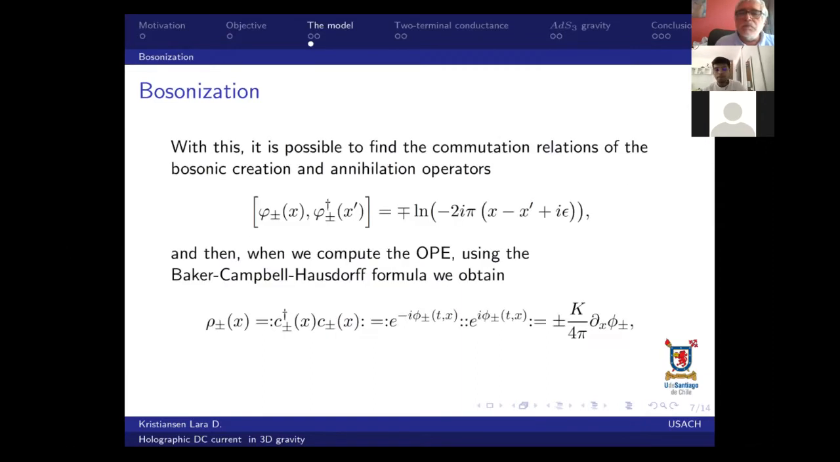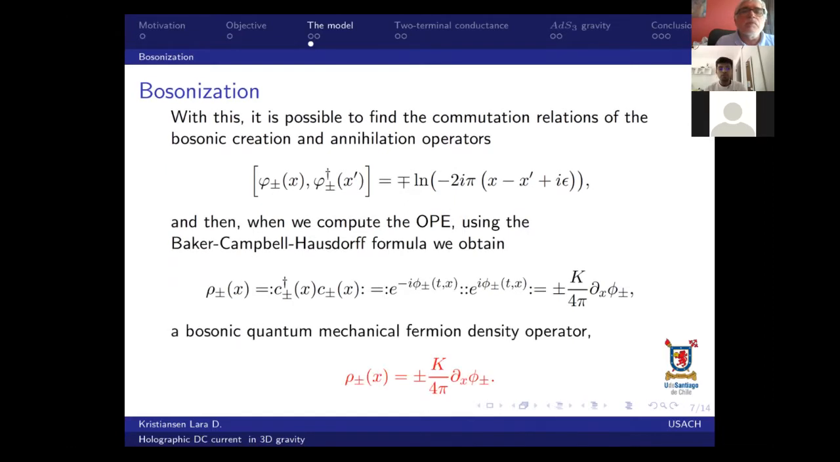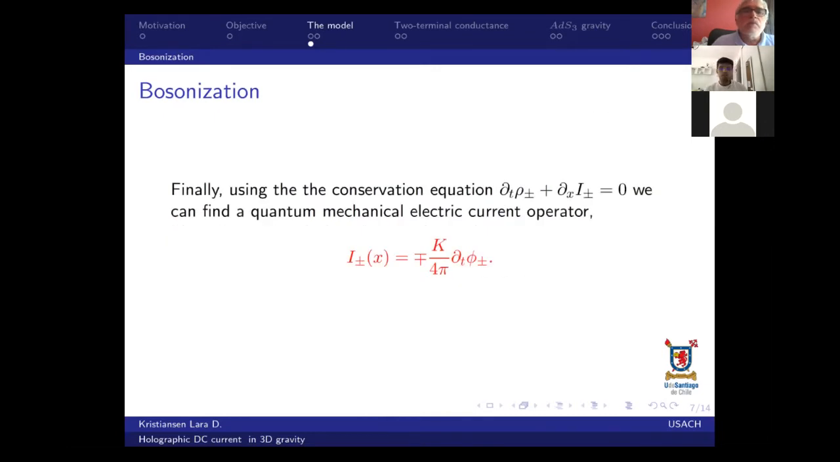And then when we compute the operator product expansion using the Baker-Campbell-Hausdorff formula, we obtain an operator rho that's proportional to the spatial derivative of phi. And this operator rho is a bosonic quantum mechanical fermion density operator. Finally, using the conservation equation, we can find a quantum mechanical electric current operator I that is proportional to the time derivative of the bosonic field phi.